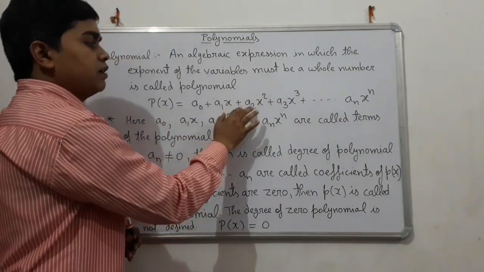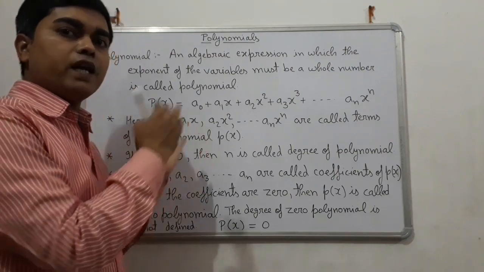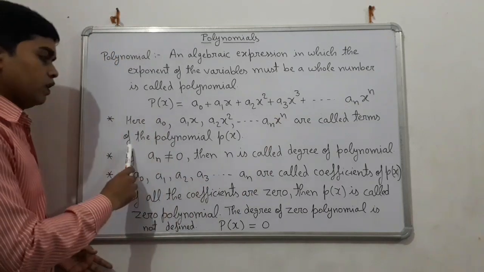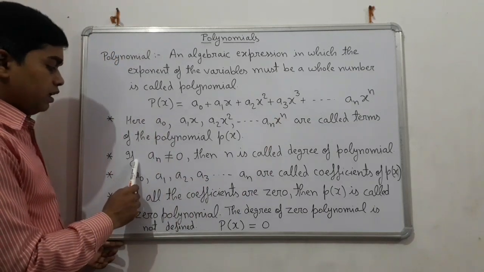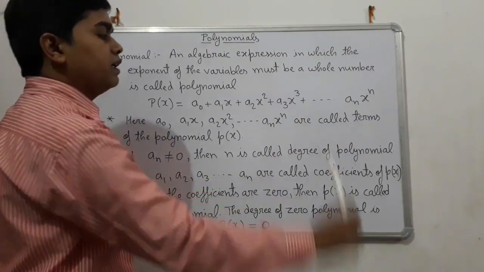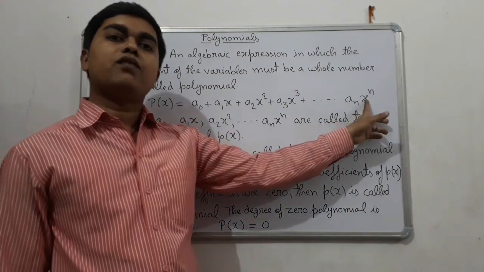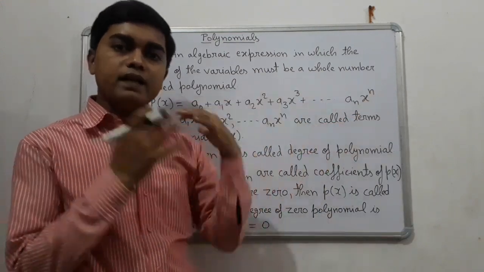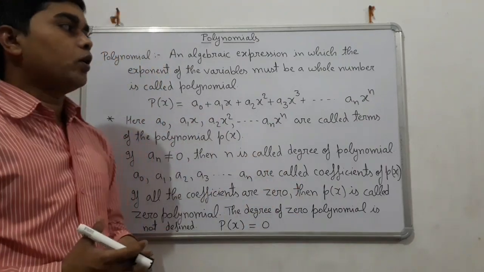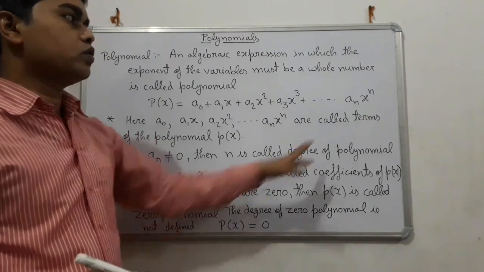Here you have a plus sign, plus sign, plus sign. Means if signs are there, then signs separate the terms. Means these are different terms. Okay, and if an is not equal to 0, then n is called degree of polynomial. See here, this is highest power of variable. So highest power of variable is called degree of the polynomial. So that's why I have written here an should not equal to 0.